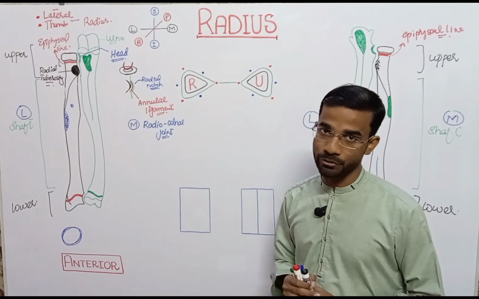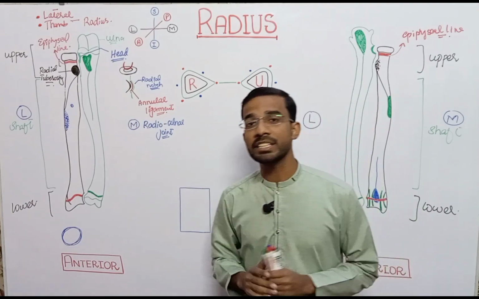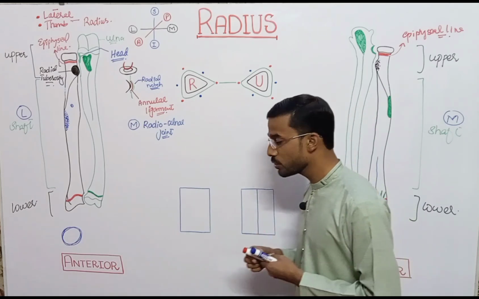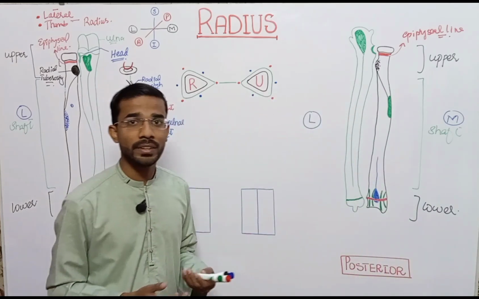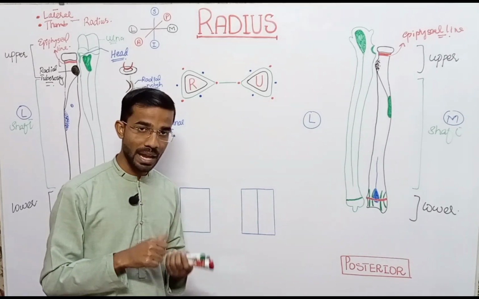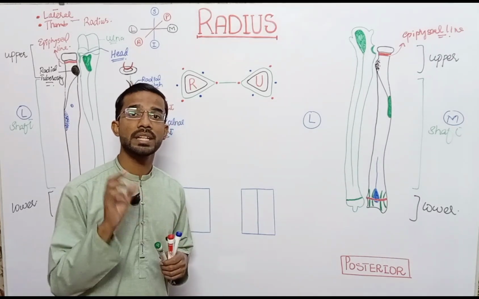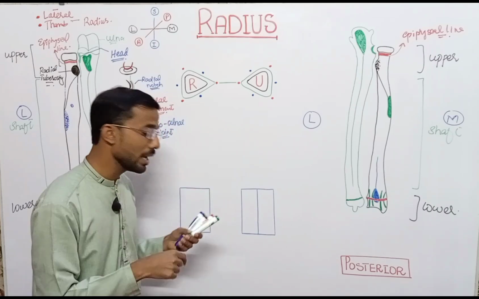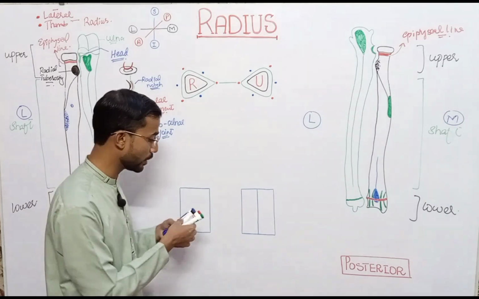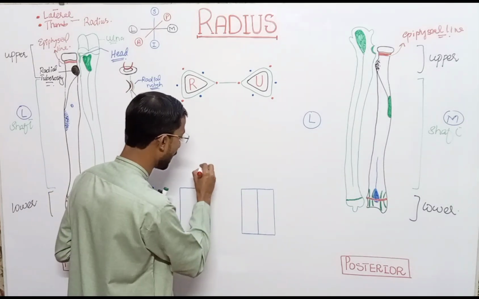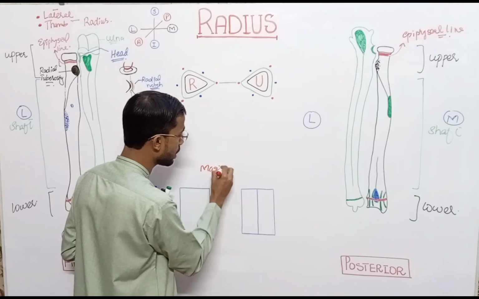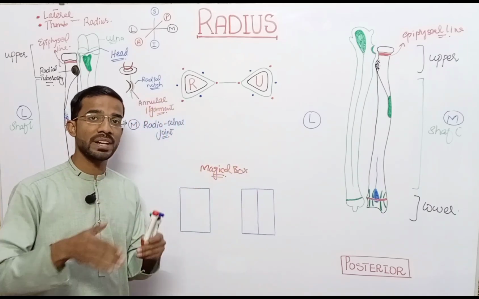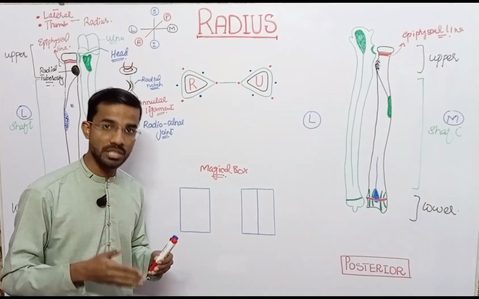Next we will discuss the shaft of the radius. We divide the shaft into 3 borders and 3 surfaces. As you watched in the previous lecture, we discussed the humerus according to the magical boxes, so we also discuss the radius according to the magical box. Here is the magical box that will help you in understanding the different borders and surfaces of the radius.